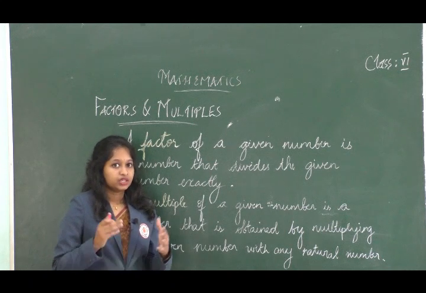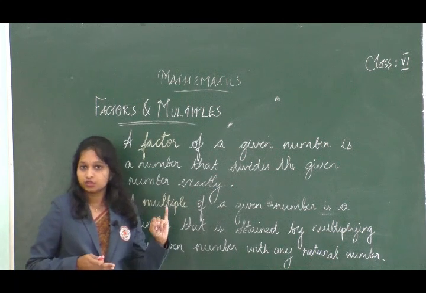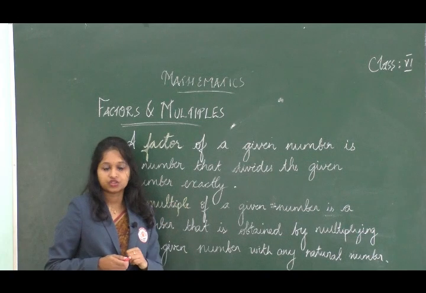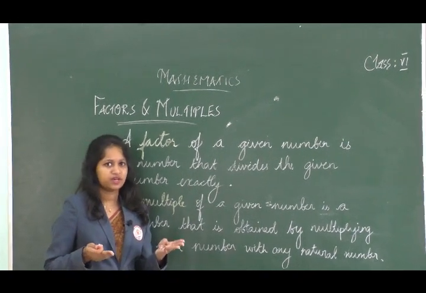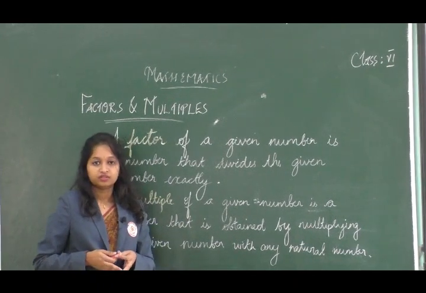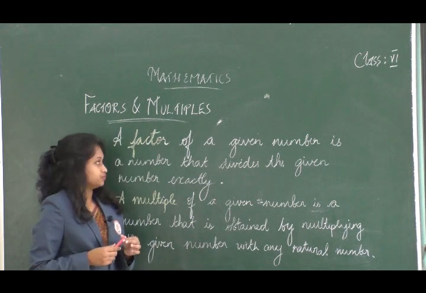For 8, what are the factors? 1, 2, 4 and 8. Are there any other numbers which divide 8 exactly, where we do not get a remainder? No. So that is called a factor.